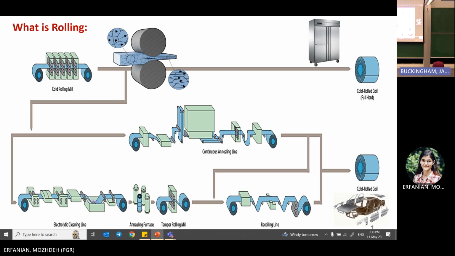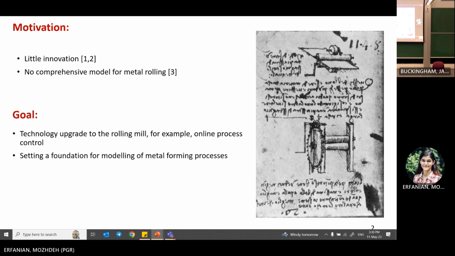But if more formability is needed, for example in different parts of cars, then the sheet needs to go through subsequent heat treatment in order to recover its formability. So all I wanted to say is that rolling is not only useful for manufacturing sheet metal, but it also has an enormous effect on material properties.